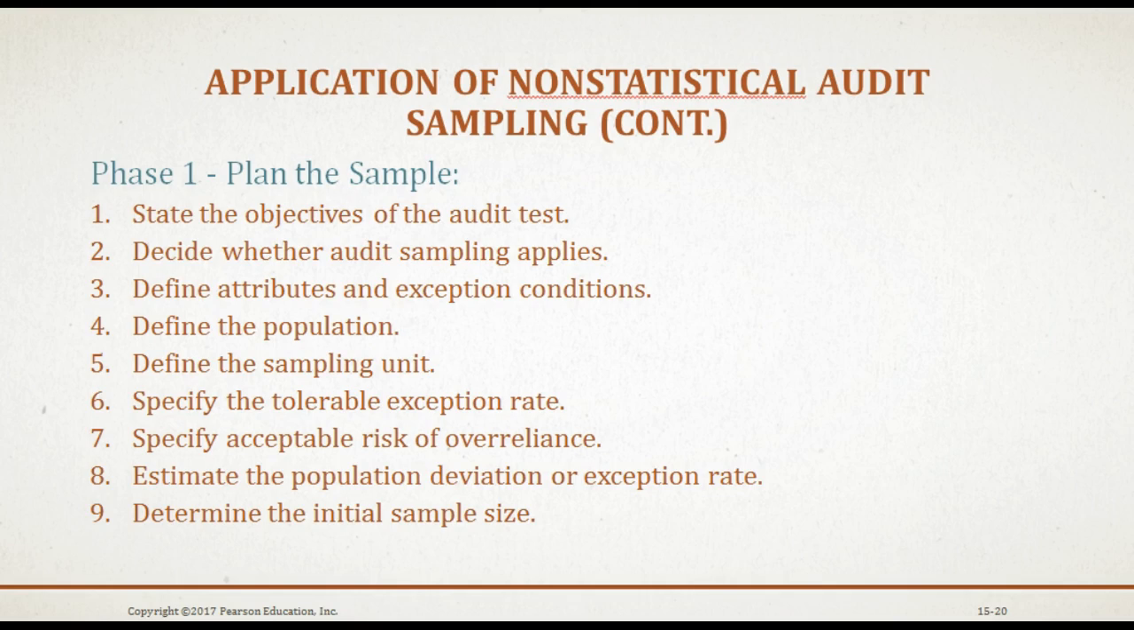As previously mentioned, there are three phases when sampling for tests of controls and substantive tests of transactions. These three phases involve 14 well-defined steps. The first phase, which is phase 1, involves planning the sample. The steps in planning the sample include stating the objectives of the audit test, deciding whether audit sampling applies, defining the attributes and exception conditions, defining the population, defining the sampling unit, specifying the tolerable exception rate, specifying acceptable risk of over-reliance, estimating the population deviation or exception rate, and determining the initial sample size to be used for the audit.